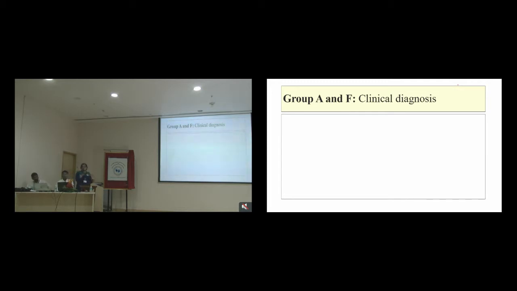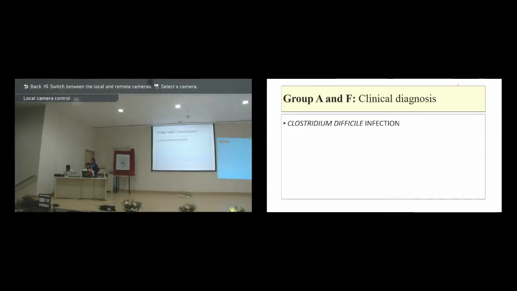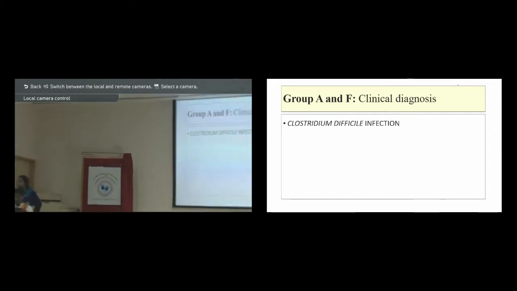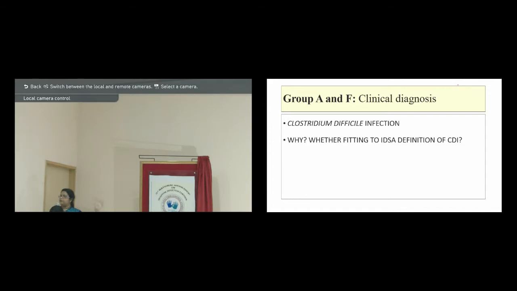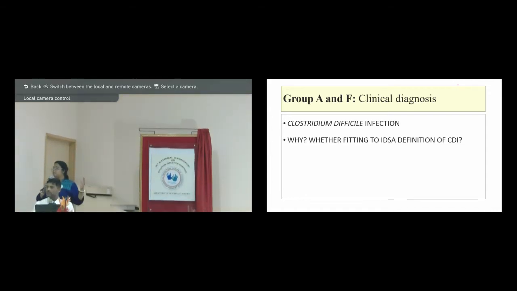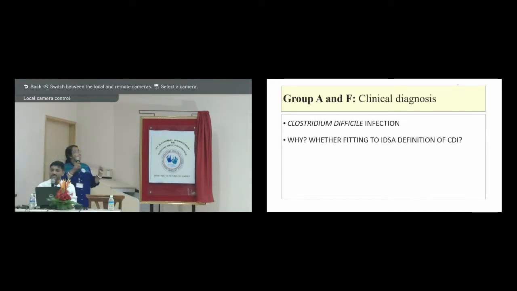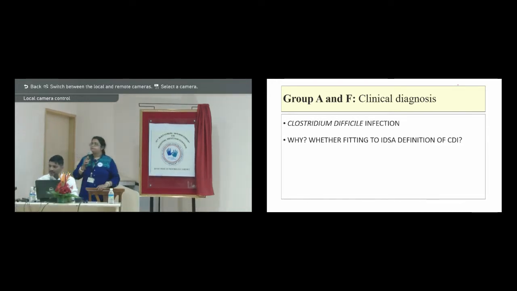So group A. It's a Clostridium difficile associated pseudomembranous enterocolitis. The patient is more than 65 years of age, immunosuppressed. Risk factors will come a little later. So you just identify the clinical diagnosis. Excellent. Okay. Is it fitting to the definition of CDI?